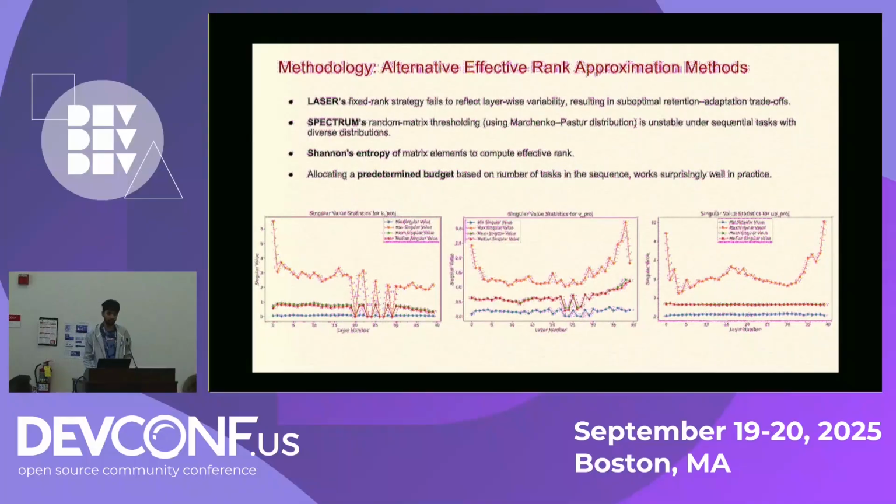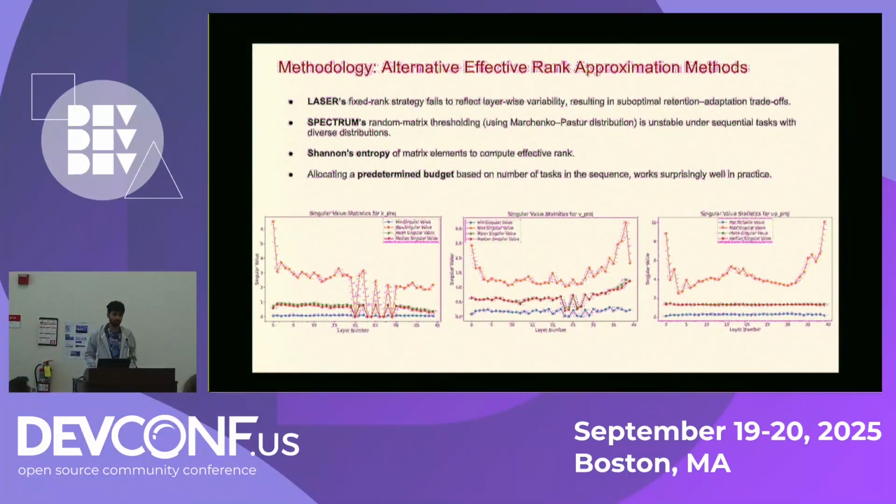Spectrum uses random matrix theory, and they use values from a Marchenko-Pastur distribution. But this distribution basically assumes that all the elements in the matrix are independent and identically distributed. But this is not the case, especially when you're learning data with large language models. The elements in a weight matrix are actually correlated with each other. The third thing we looked at is Shannon's entropy of the spectral values, or the eigenvalues, in a matrix.